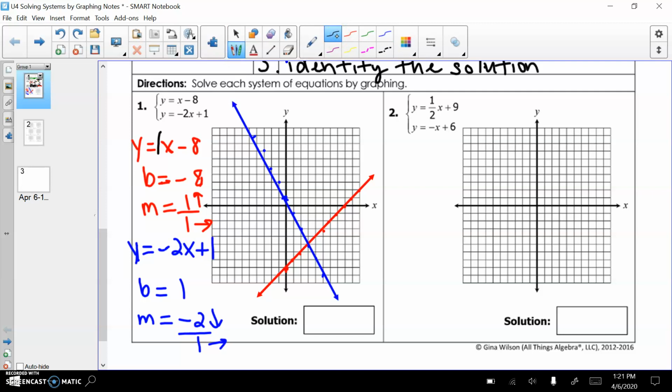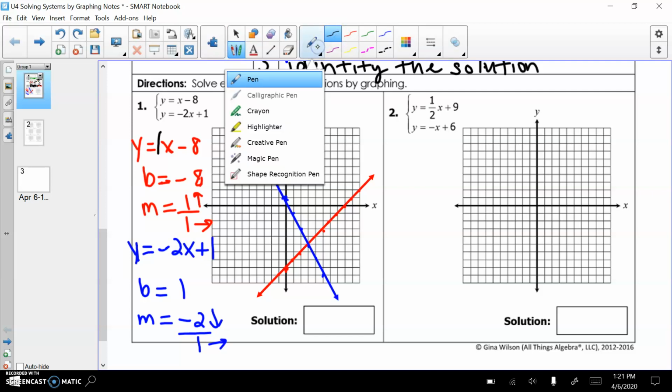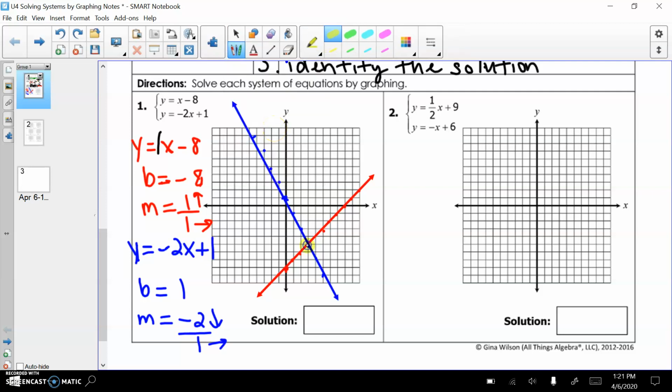In this case, they actually do cross. So my solution is going to be right there where they cross, okay? In order to find that, remember, you want to look at the ordered pair. So you have x, then you have your y.